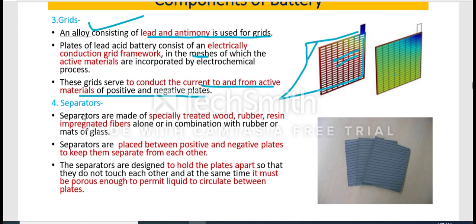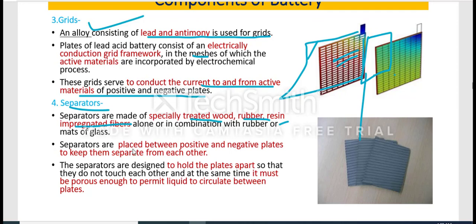Then the next component is the separator. Separators are used to separate the positive and negative plates, so in between the positive and negative plate there is a separator. Separators are specially made from specially treated wood, rubber, resin, impregnated rubber fibers, alone or in combination with rubber or mats of glass. So you remember this material: treated wood, rubber, resin, and impregnated fibers.